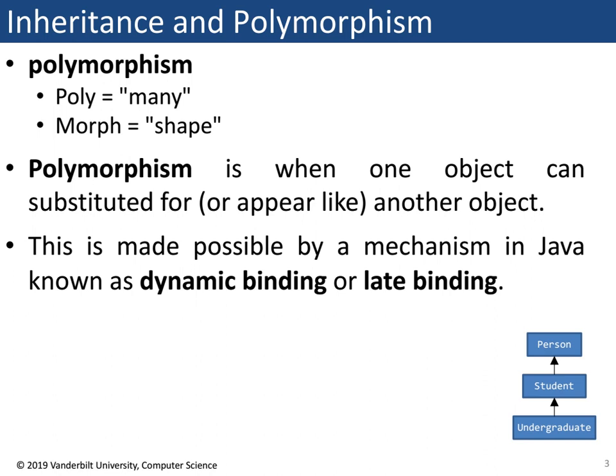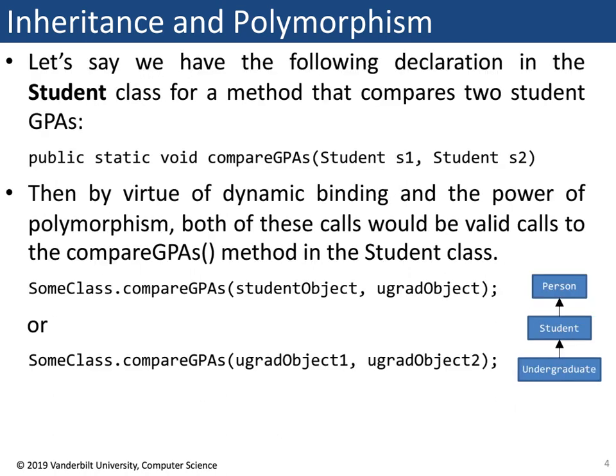The reason that we can do this in Java is because of this idea called dynamic binding, which we'll talk about further after we go through some more discussions regarding polymorphism. So consider this. Let's say we have the following declaration in the student class called compareGPAs. This method is going to just compare these two students' GPAs to see which is higher.